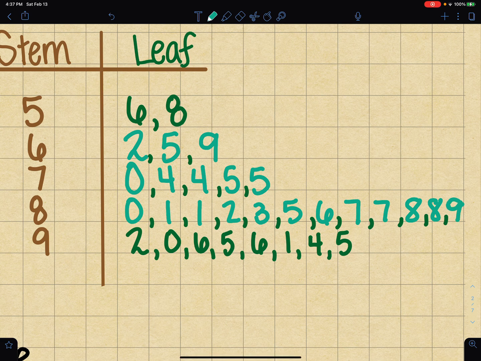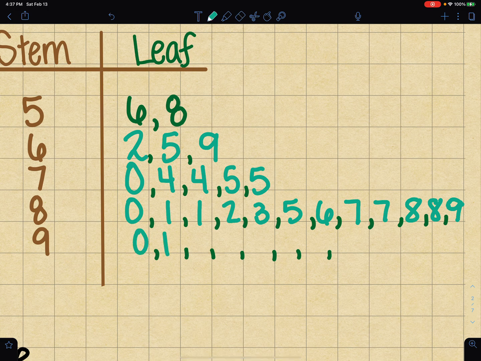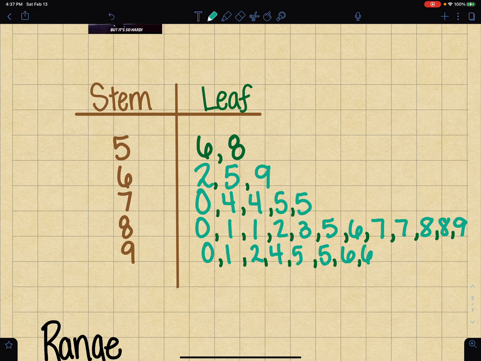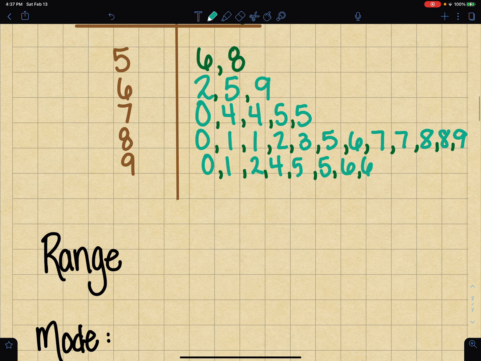Okay. And then that last row, let me just do that last row really quick. It's going to be 0, 1, 2, 4, 5, 5, 6, 6. Okay, so there's your stem and leaf plot, and everything is nice and organized. Now you already know it's possible to calculate the mean without arranging the scores. But now that they're in order from least to greatest, you can also find the range.